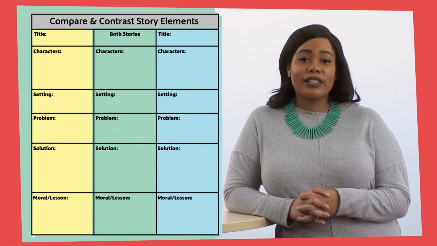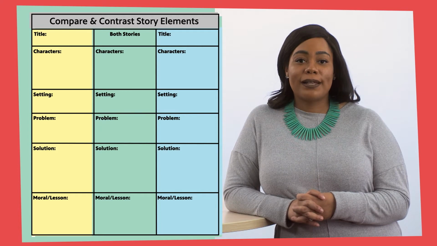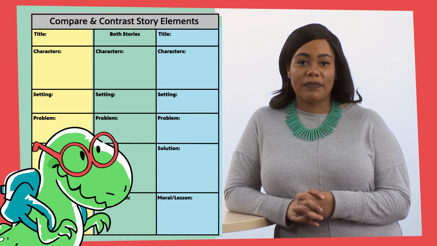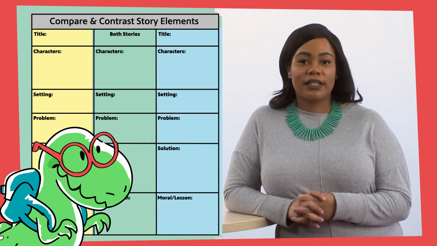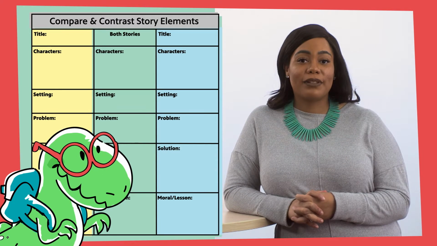We will be using this graphic organizer to help us stay organized as we revisit both stories. Notice that there is a column for each story. That's where we will write the differences. There is also a column that says both. That is where we will write the similarities.